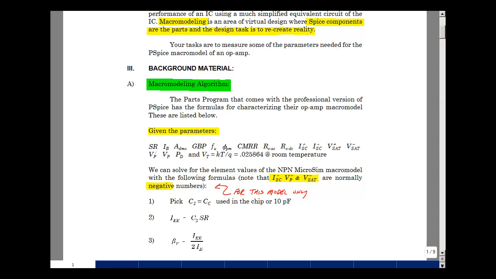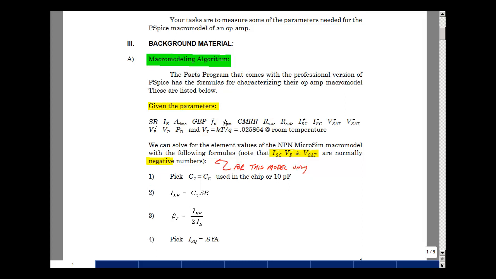Now we looked at a lot of parameters of an op-amp. Not all of them are used in MicroSim's model, but the ones that are: average slew rate, the input biasing current, the open loop gain at low frequencies, the gain bandwidth product, the unity gain crossover frequency, the phase margin, which is measured for a gain of 1, a common mode rejection ratio, AC and DC output resistance, short circuit current positive and negative, saturation voltages positive and negative, and the power dissipated by the IC.